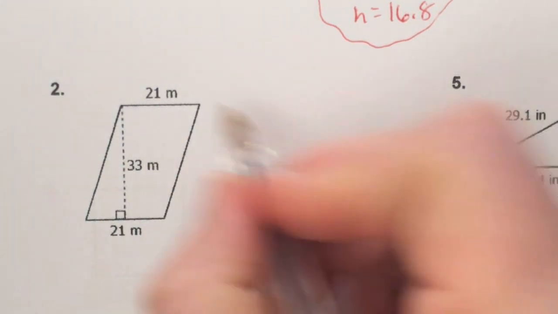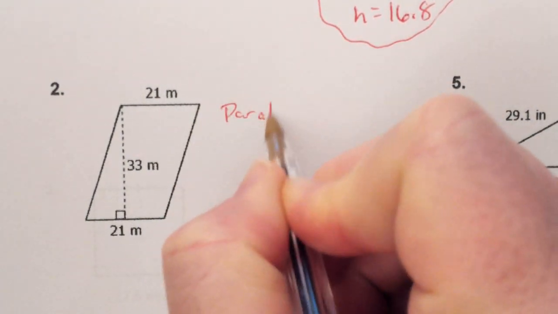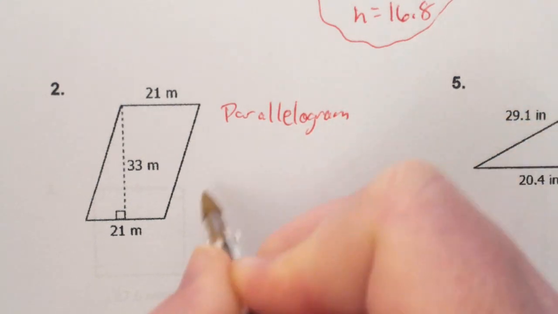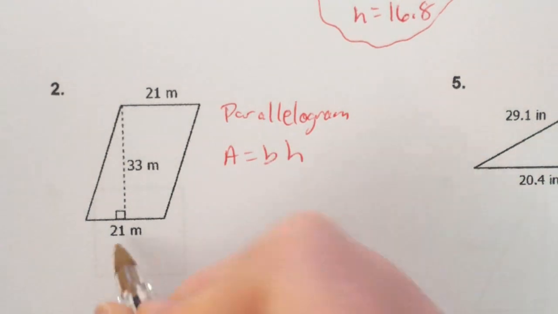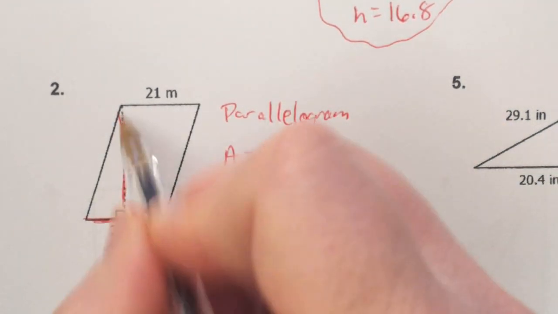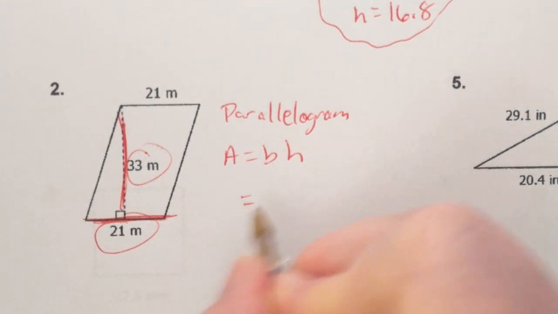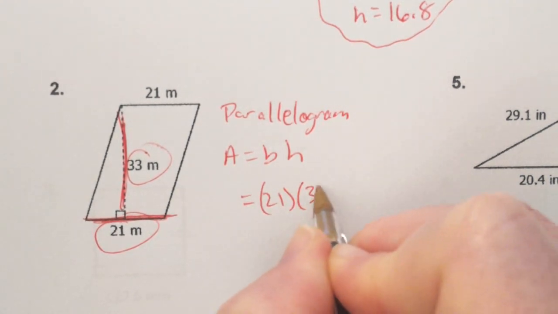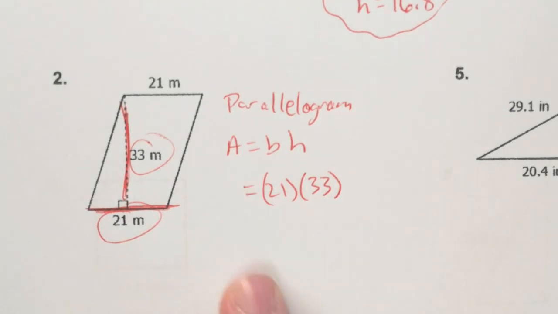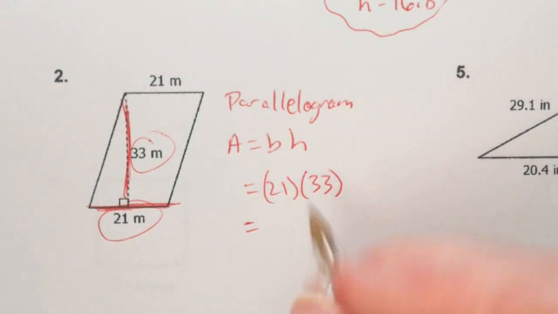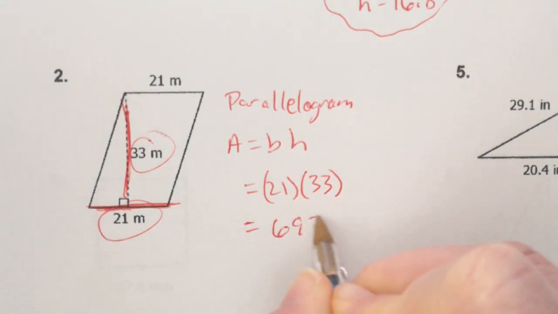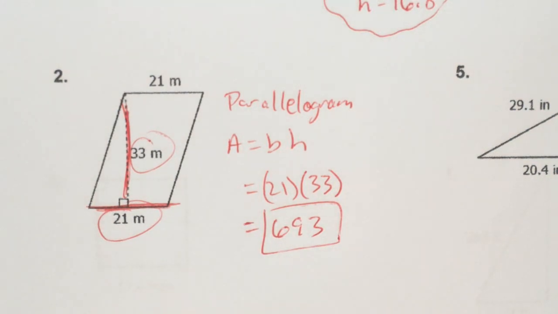Number 2, this right here is a parallelogram. All right, so we have area equals base times height. So here's the base, here's the height, because they're at right angles to each other. So the base was 21 and the height was 33. So we need to make sure that we're putting in the right base and height or everything messes up. 21 times 33, and we get 693. And there's our answer. Now they said to round to nearest 100th if need be, but we're just going to keep it going like this.